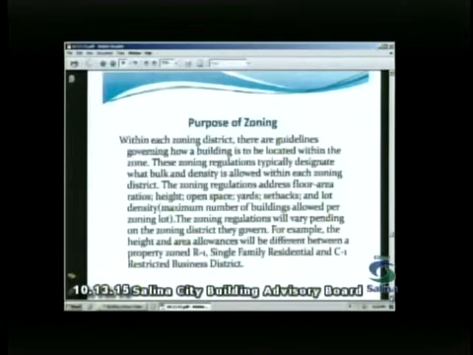They also vary by zoning district. The height and area allowances would be very, very different between a property that's zoned R1 single-family residential and C1 residential restricted business district.